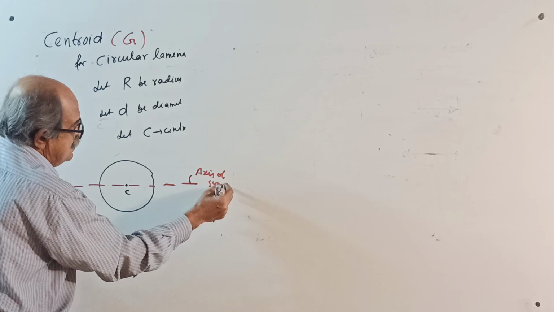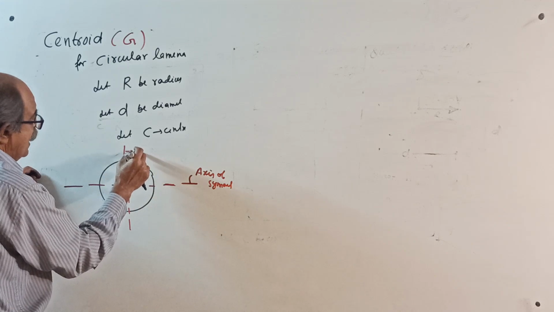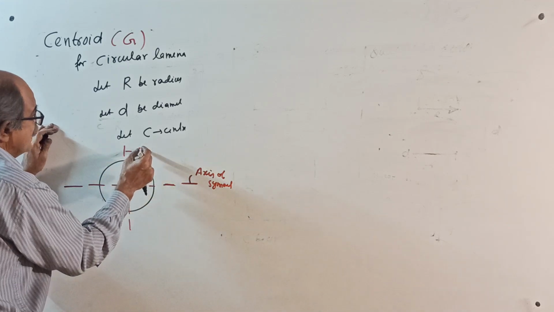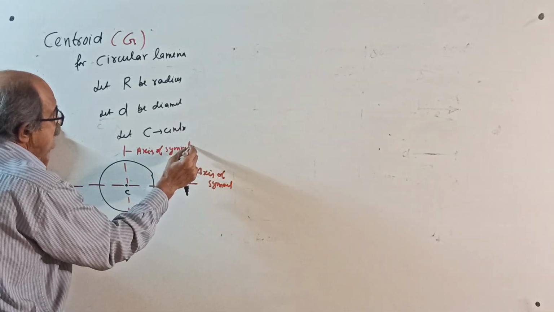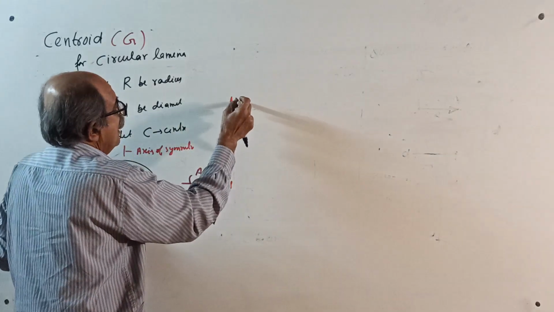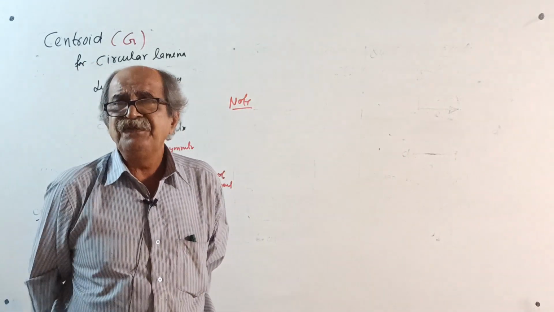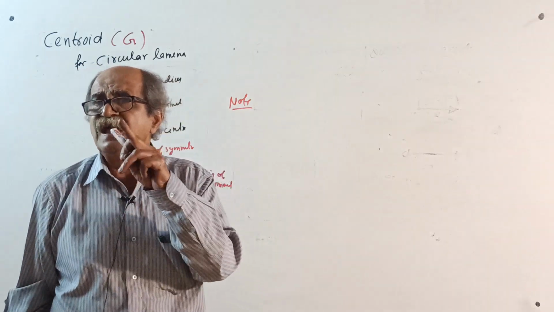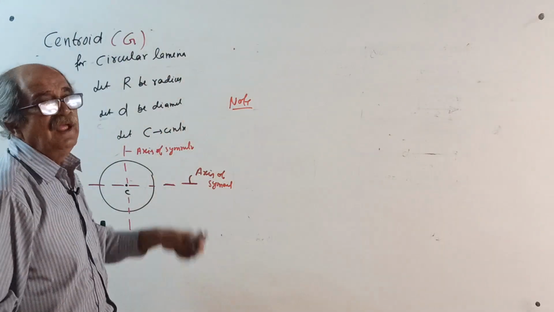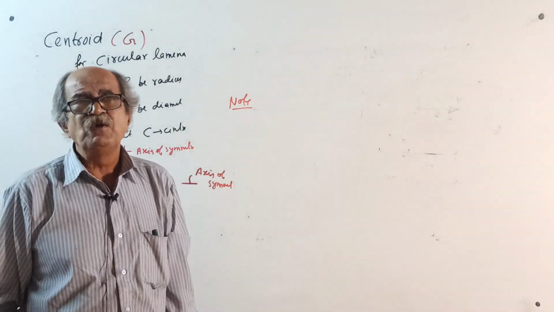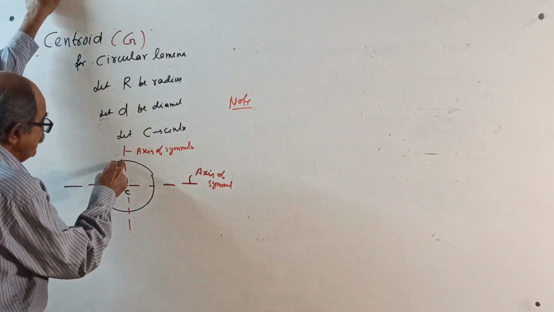Next time I won't write symmetry. Even this is also an axis of symmetry. Actually, there are infinite axes. This is also an axis of symmetry. There is a rule I told you, make a note. For any lamina, if there is an axis of symmetry, the centroid lies on the axis of symmetry. But if there are two axes of symmetry, then you don't have to locate the centroid. It should lie on this axis and also on this axis.